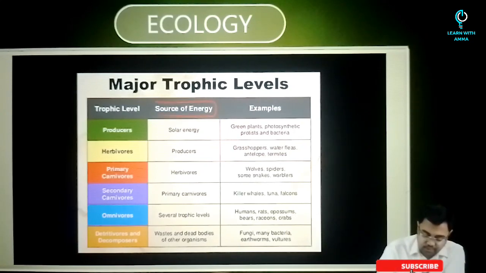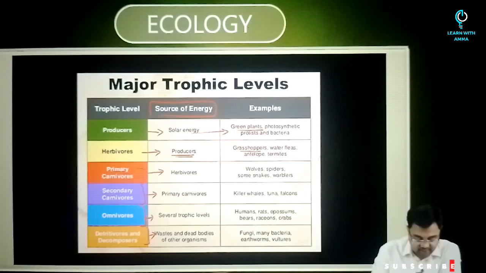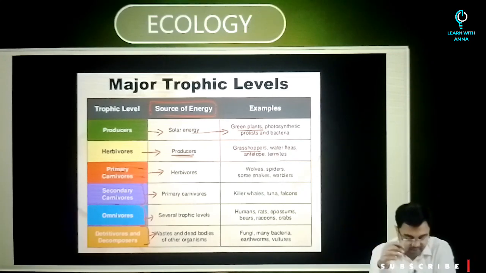Producers, the main source of energy is solar energy. Examples can be green plants, etc. Then you have herbivores, and grasshoppers, etc., can be examples. Then you have primary carnivore, secondary carnivore, omnivores, and detrivores or decomposers. All these we have already discussed in detail.